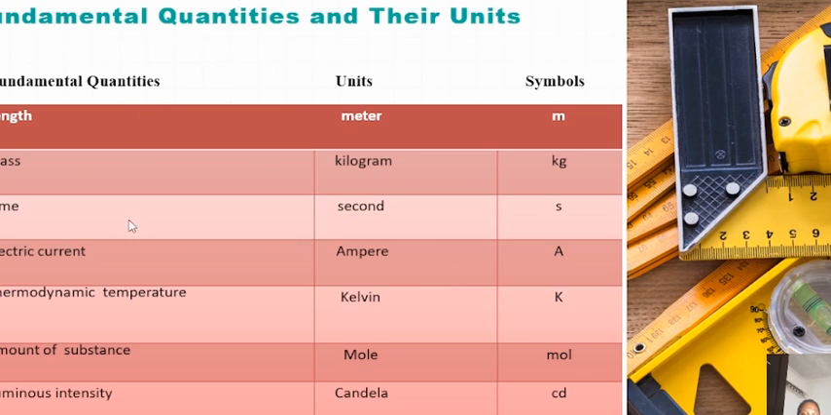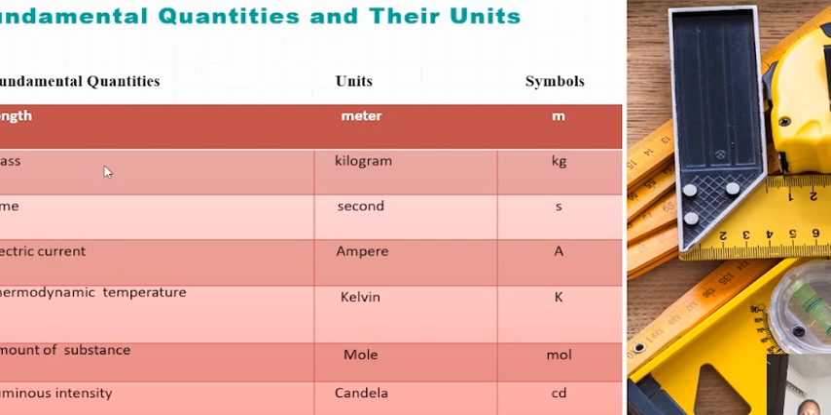So let's check. These are the basic fundamental quantities we have. We have 7 of them. Let's start with length. The unit of length is meter, and the symbol is m. So anytime you say m, it's talking about meter, just like when you say your area is meter square. When you say length of something, it is in meters.